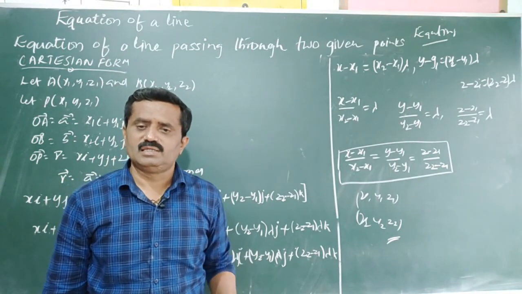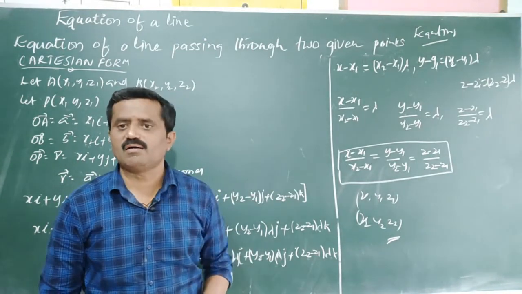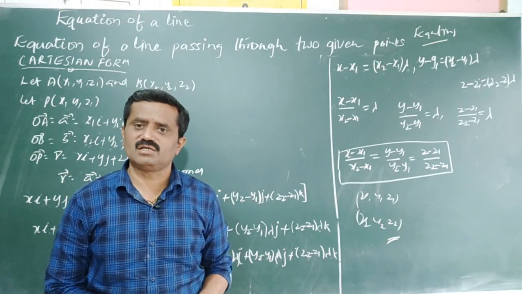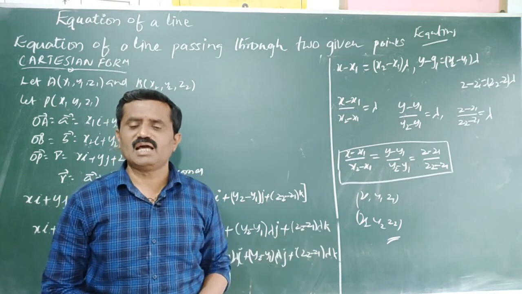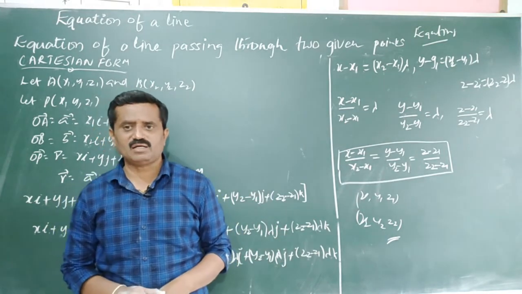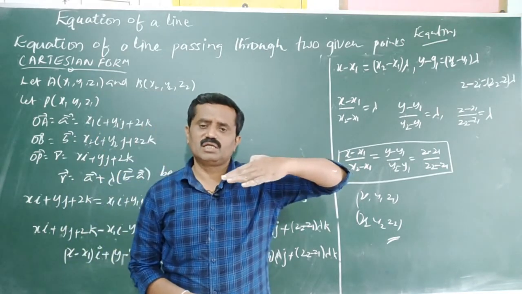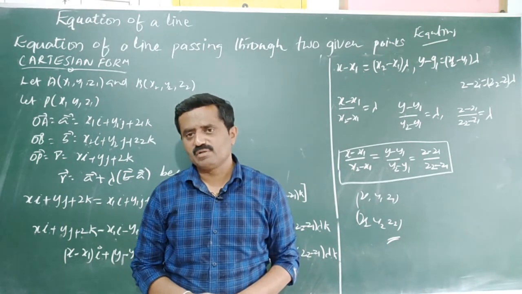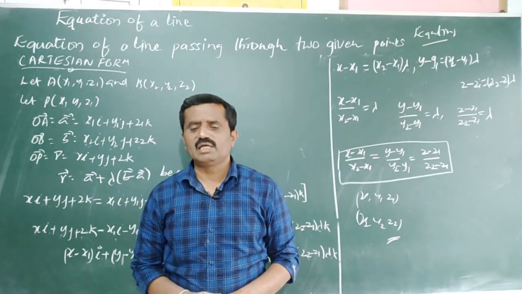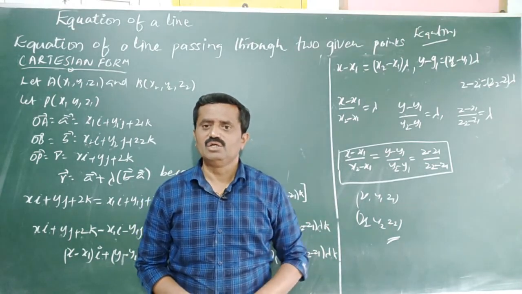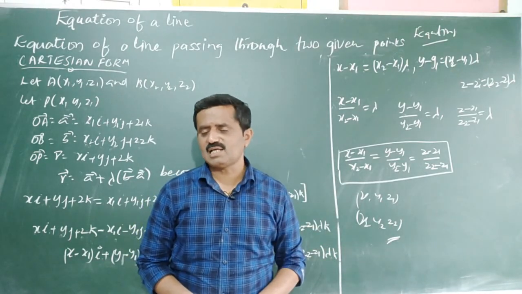Okay, dear children, you must practice these two derivations well. Definitely they will be asking these derivations for a 5-mark question in your annual examination. The question will be like this: derive the equation of a line passing through a point and parallel to a given vector, or derive the equation of a line in space passing through two given points. So practice these two derivations well. You have to write both Cartesian as well as vector form.